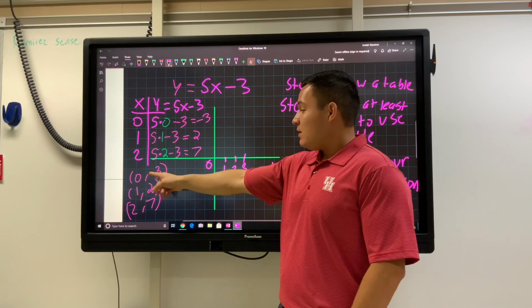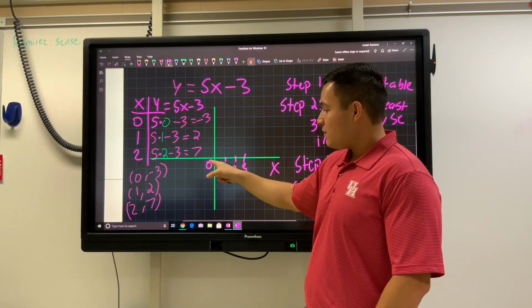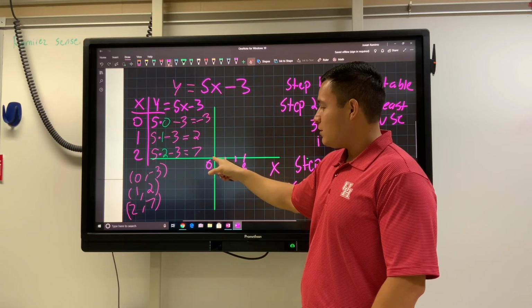Now that we have our 3 dots, we're going to go 0 for x. 0 for x is right in the middle. Then we're going to go down 3.